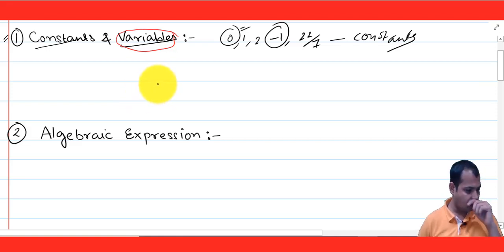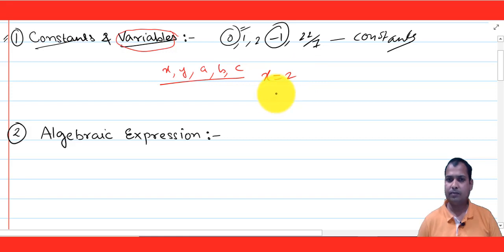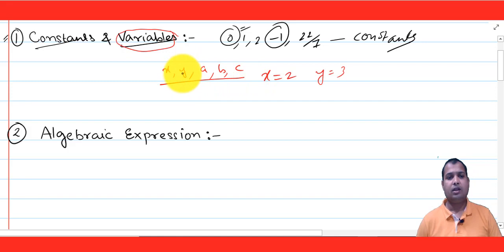So variables are nothing but symbols, okay, like x, y, a, b, c. These are symbols which can be assigned any value. This can be given any value. Let's say x, I can put 2, okay, y equal to 3, okay. So variables are the symbols which can be assigned any value, okay. Means they don't have fixed value, okay. Depending on situation, they may change their value, okay.